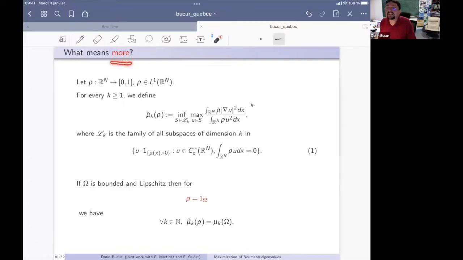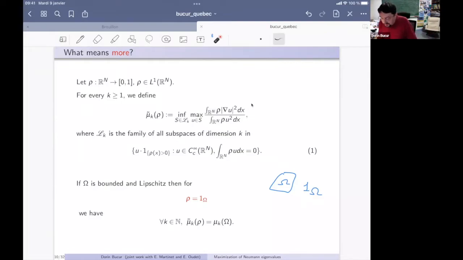So we want somehow to extend the notion of eigenvalue from Lipschitz sets, where one definition is absolutely clear, to densities. What is a density? A density is a function defined over R^n with values in [0,1], which is summable, in L1. From the beginning, I tell you the relationship between a density and the domain. So if you have a domain omega which is Lipschitz here, you can see the eigenvalues of this set as being associated to the density, which is the characteristic function over omega. So this is the density rho I'm introducing here. The density rho is the characteristic function: it vanishes outside omega, and is 1 on omega.